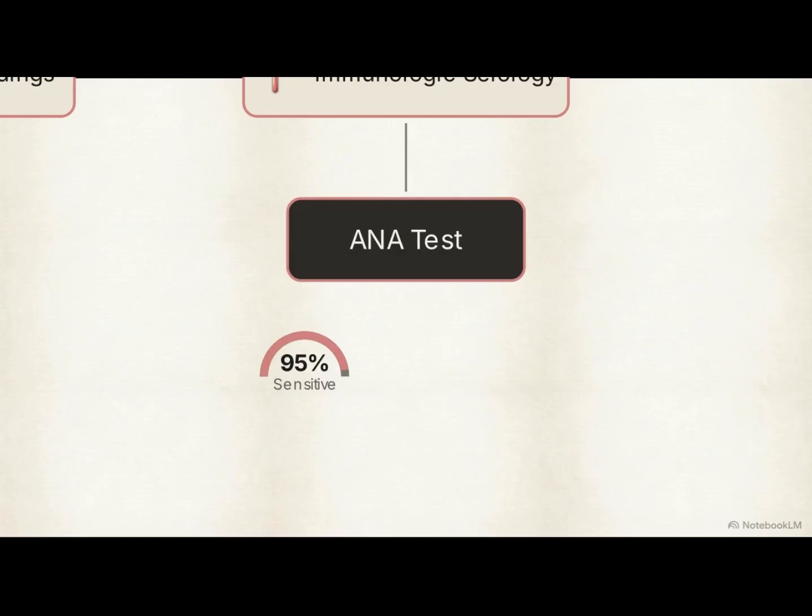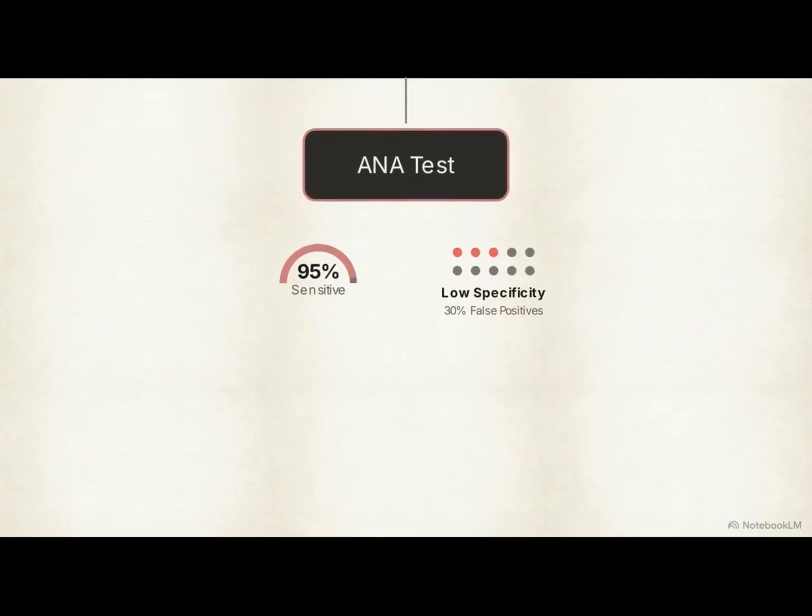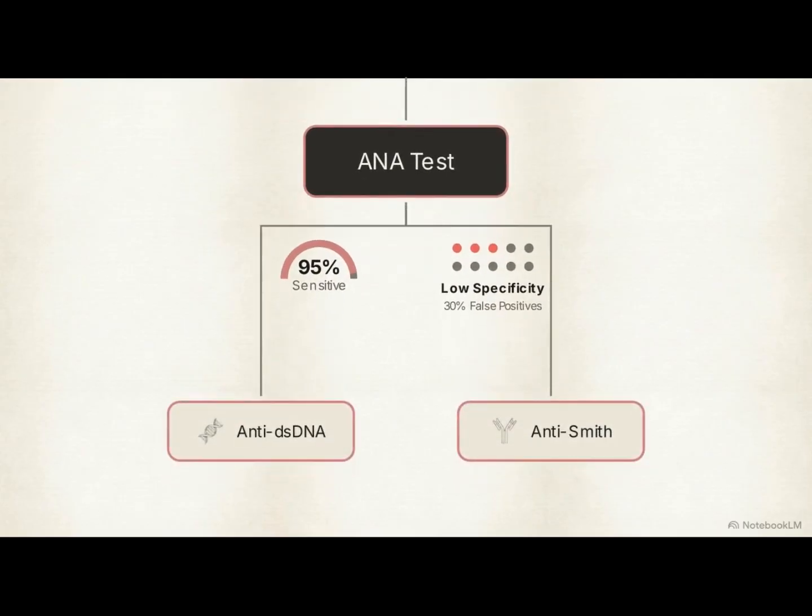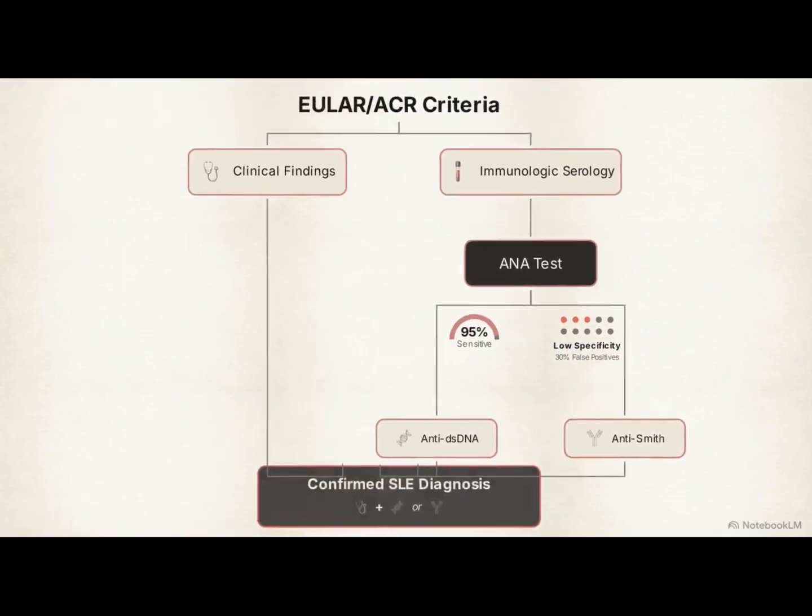A positive ANA occurs in over 95% of SLE patients, making it highly sensitive. However, it lacks specificity, up to 30%. While these are not present in every patient, their detection provides a definitive diagnosis for SLE.